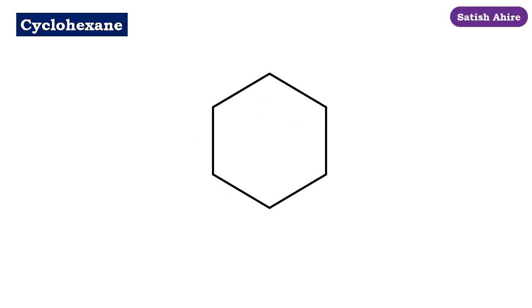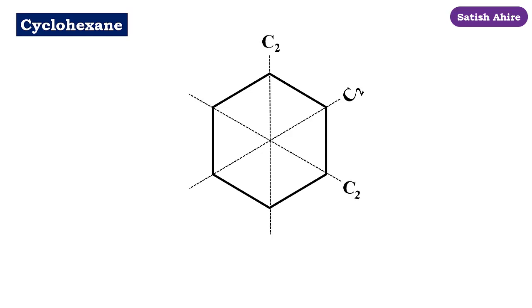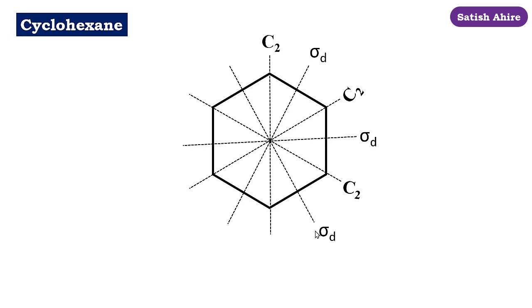Let's consider the second example of cyclohexane. In cyclohexane, this first C2 passes through these atoms, second C2 passes through the next atoms, and similarly it also passes through these atoms. According to the definition, any plane that passes in between two C2 axes is known as dihedral plane. Therefore, this is the first dihedral plane. Similarly, this is the second dihedral plane, and next one is the third dihedral plane.